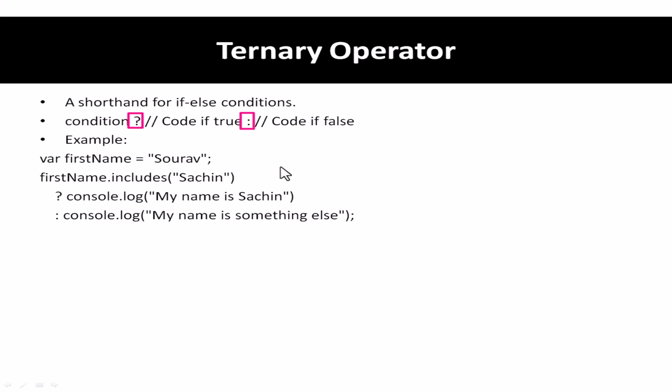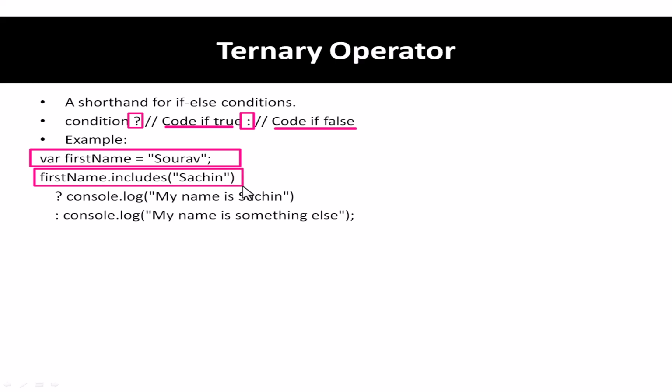The question mark represents the condition. If this condition is true, this particular code will be executed. The colon represents the else. If the condition is false, this other part will be executed. Now here the first name is Saurav. It is going to check whether firstName includes Sachin. Now we are going to check whether Sachin is included or not.